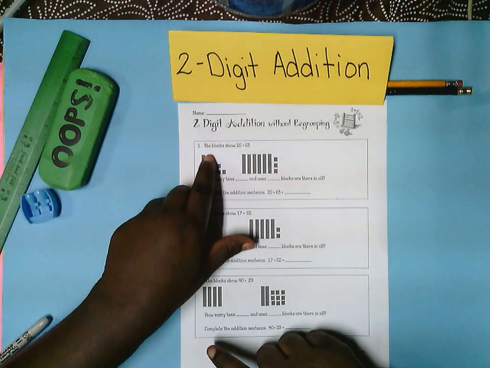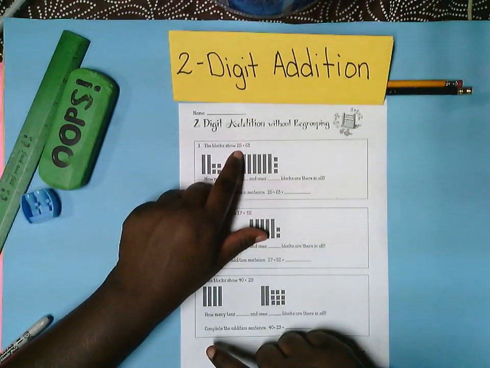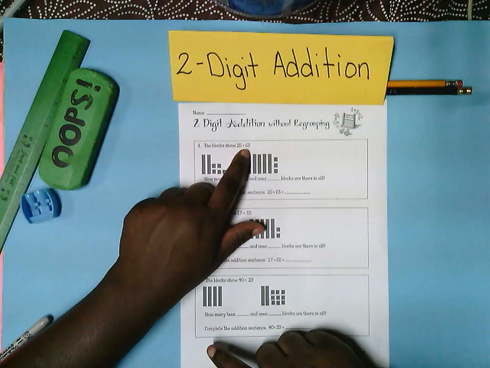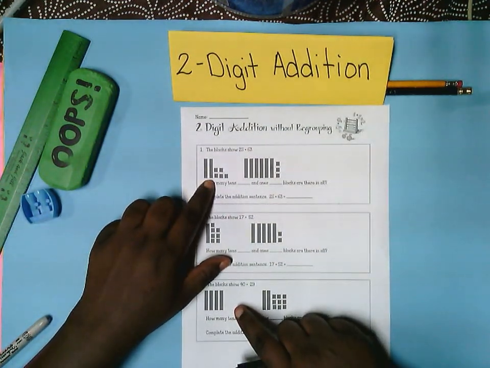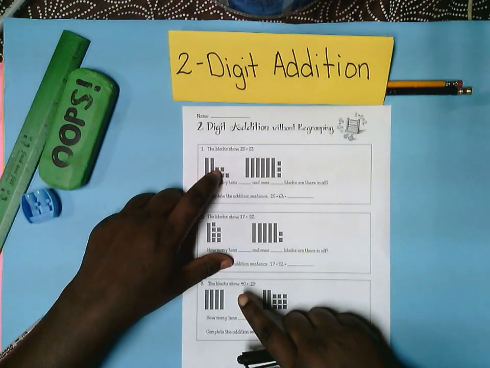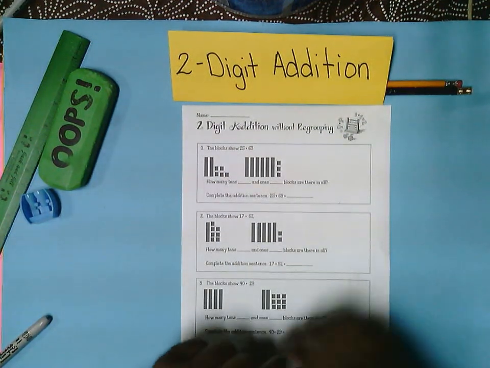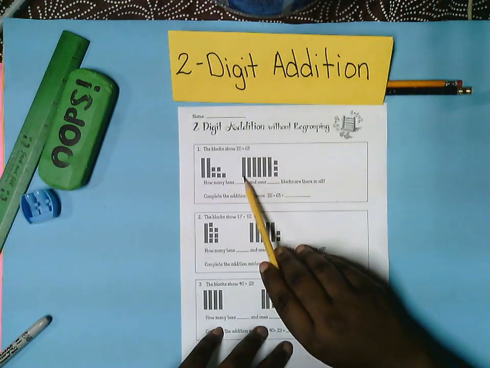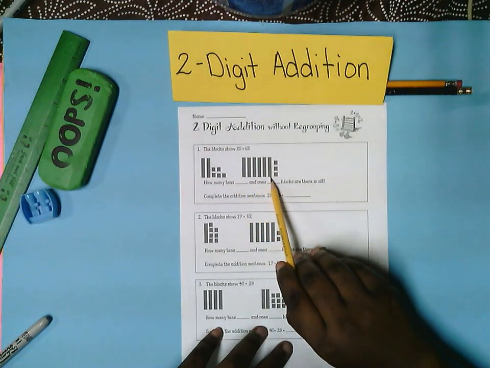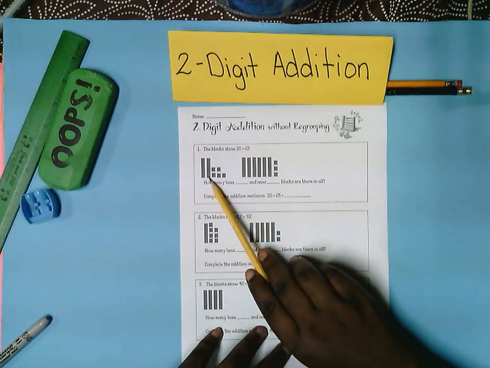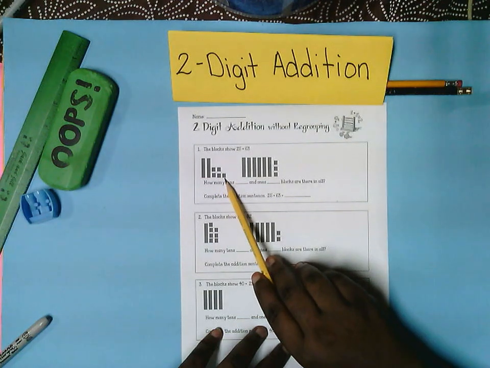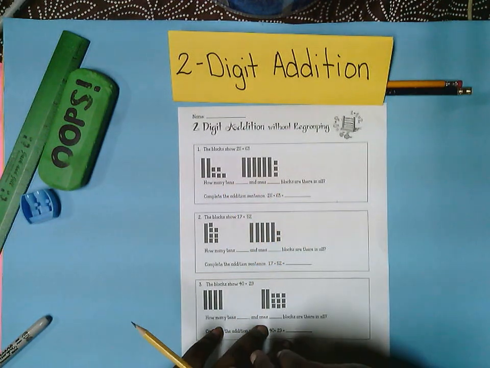So it says the blocks show 25 plus 63. And 25 is 2 tens, 5 ones, plus 63, 6 tens, 3 ones. So we have 2 tens, 1, 2, 5 ones, 1, 2, 3, 4, 5. 2 tens, 5 ones. And then we have 1, 2, 3, 4, 5, 6 tens, and 1, 2, 3 ones. So 25 is 2 tens and 5 ones. 63 is 6 tens and 3 ones.